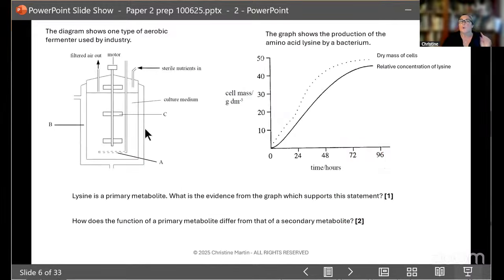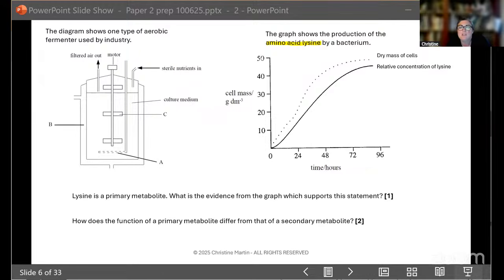Okay. The type of question they may do in the exam, which is why I want to show this one here, is looking at a graph. They've given us a graph and they've told us in this graph that this bacterium that they've grown is producing an amino acid, which is lysine. Now, how do you know that A is an oxygen supply?